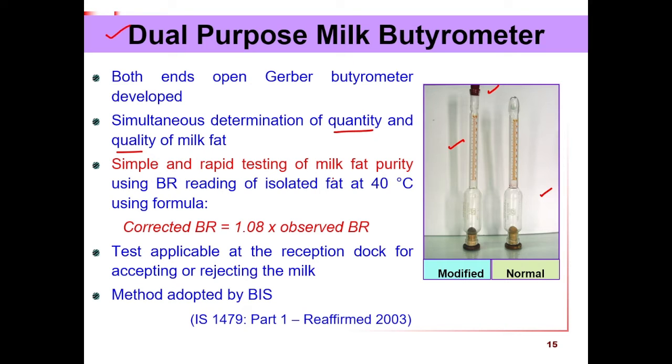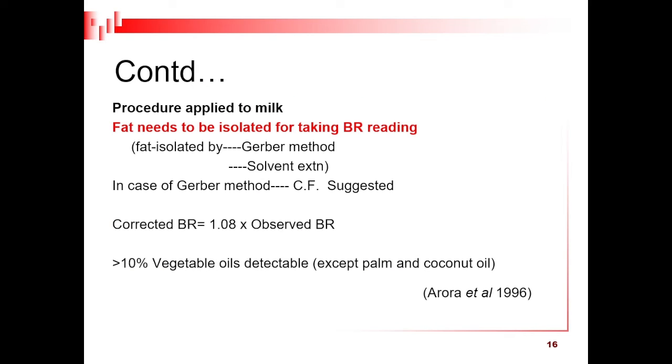Then this is a simple and rapid test for milk fat purity using the BR reading of the isolated fat at 50 degrees Celsius, using a corrected formula. Whatever BR reading is observed has to be multiplied by 1.08 to get the corrected BR reading. This test can be applied at the reception dock for accepting or rejecting the milk, and the method has been noted by BIS.